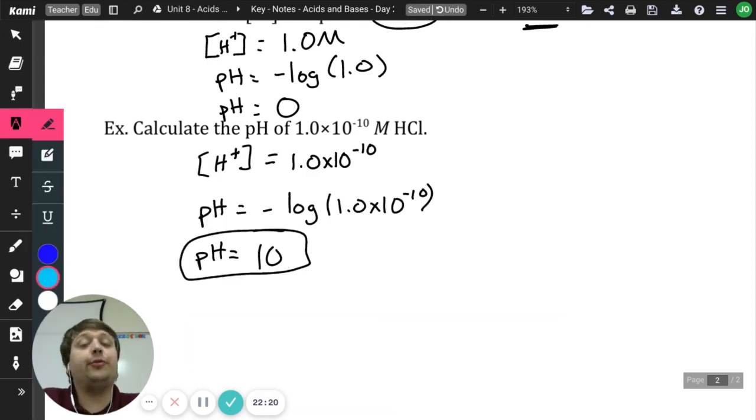All right, so this is what you should have ended up with. You should have found that your pH was equal to 10. Now, as a reminder, since this does start with that mantissa as being a 1.0, we know that if we're solving for pH, we can just take our number up here and it turns into our power down there.